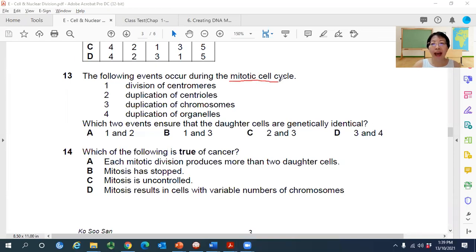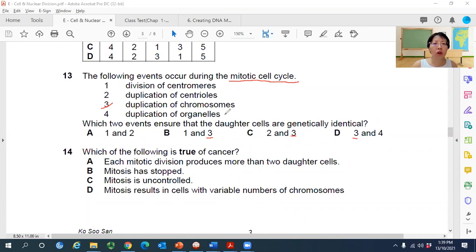This is the mitotic cell cycle, so the entire cell cycle. Of course, my chromosome must duplicate, isn't it? So the answer must have 3. I still have to choose among 1, 2, 3, 4.